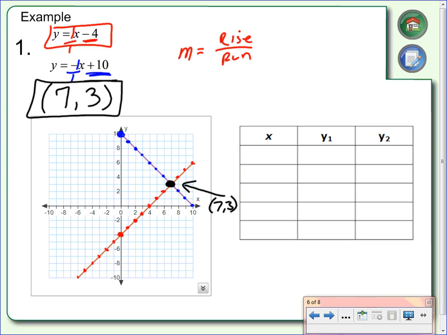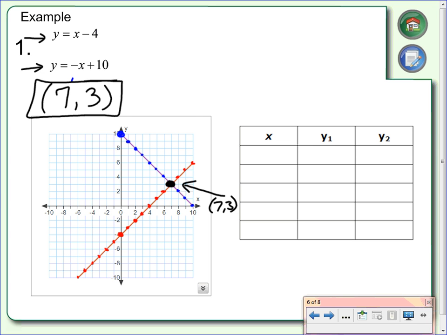That right there is the solution to our system. It's the only ordered pair that makes this equation true, and it also makes this equation true. No other ordered pair will do that. Only that one right there, 7, 3.